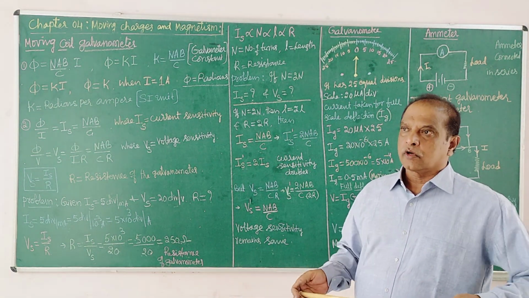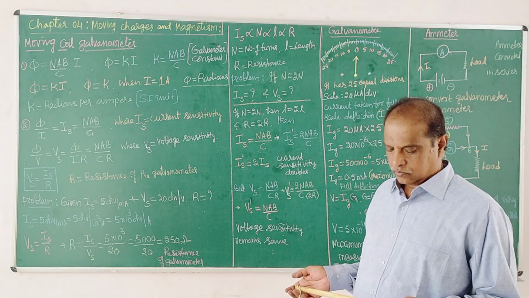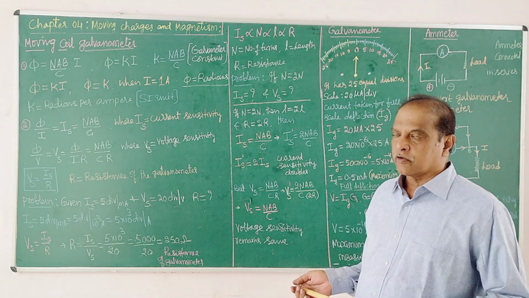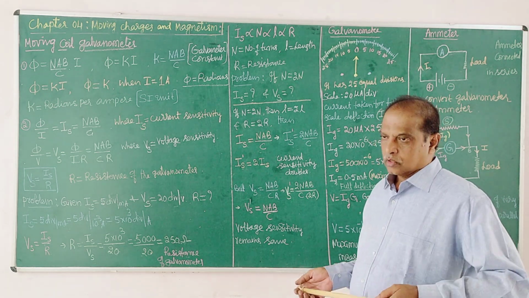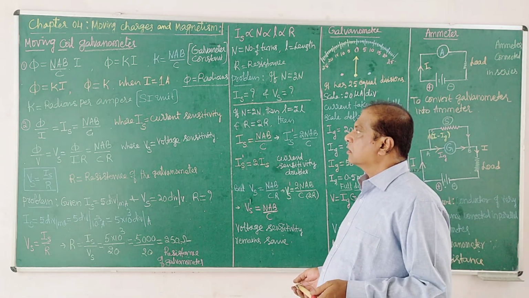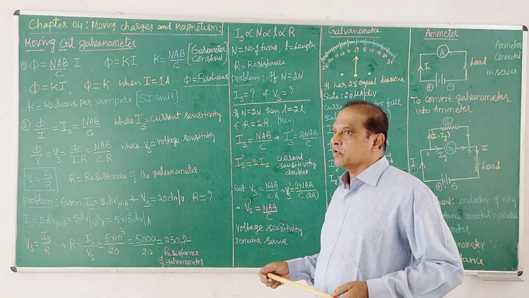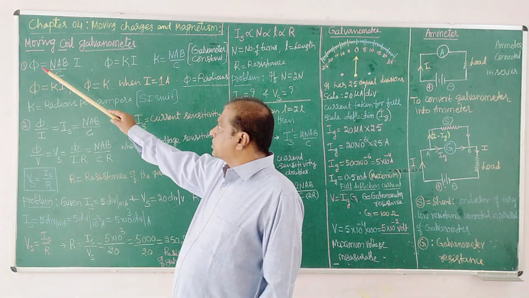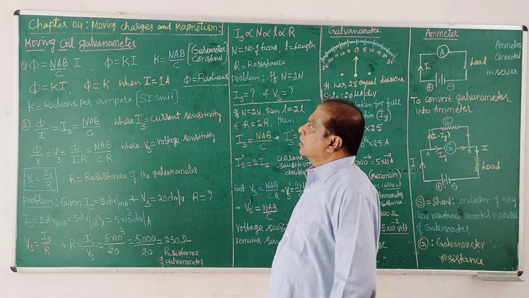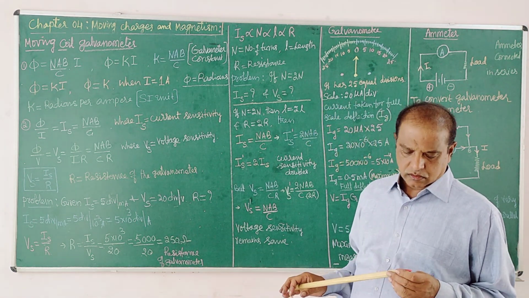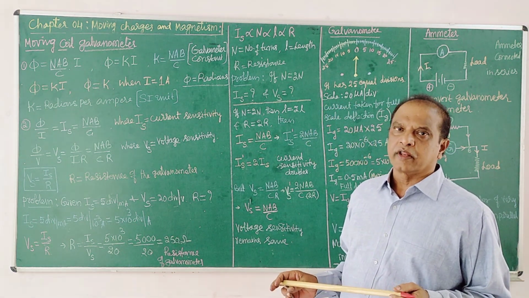Regarding the moving coil galvanometer, we shall require to know more about it. The equation given is the equation of galvanometer. In this equation, eta represents the deflection in galvanometer.